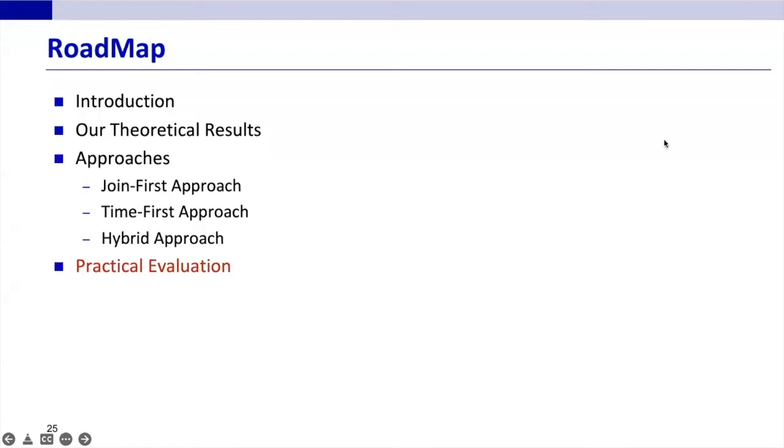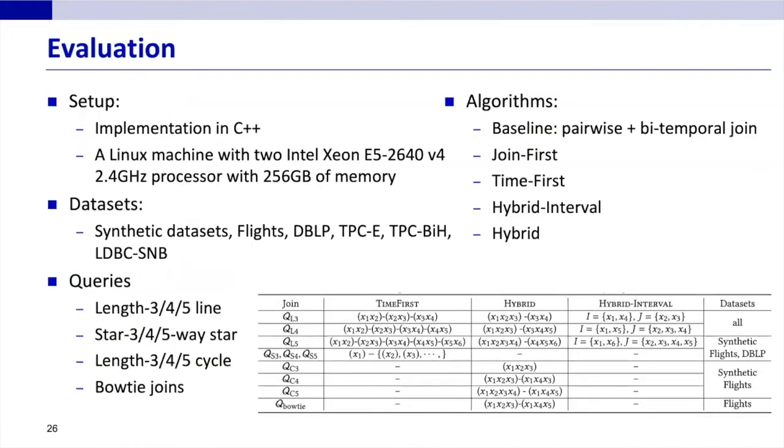Finally, we show some experimental results. We implement all algorithms in C++ and we run all our experiments on a Linux machine with 256 gigabytes memory. We compare all different variations of our algorithms with a baseline algorithm that is currently the state of the art to handle temporal join queries. In particular, we implement our time-first, hybrid, and hybrid interval, which is an optimized version of the hybrid algorithm. We compare these algorithms with a baseline approach which sequentially picks a pair of relations to join and materializes their join results as a new relation to be further joined.